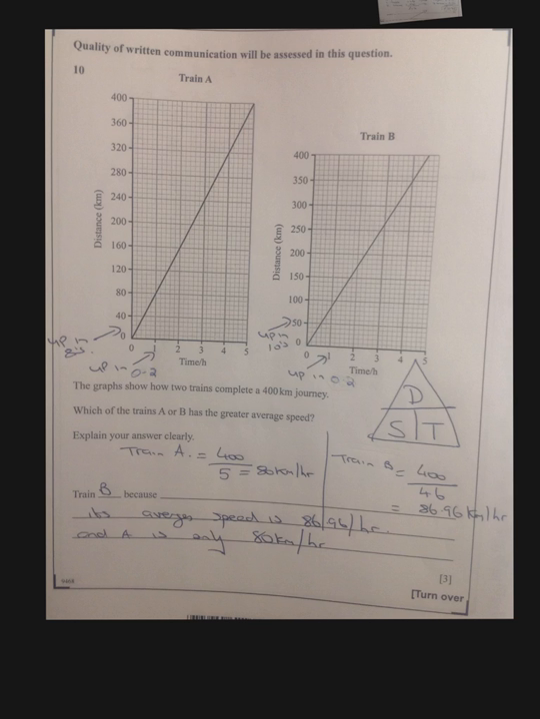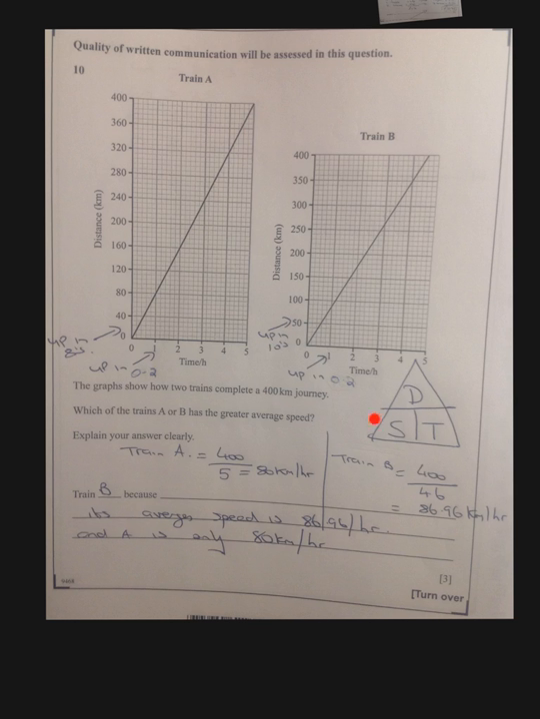So the first thing you need to do is find the average speed for train A. Now, again, cover over speed, so it's distance divided by time. Distance here is 400 divided by the time, which is 5 hours, 80 kilometers per hour. Make sure that kilometers per hour is in. So train A is doing 80 kilometers an hour.